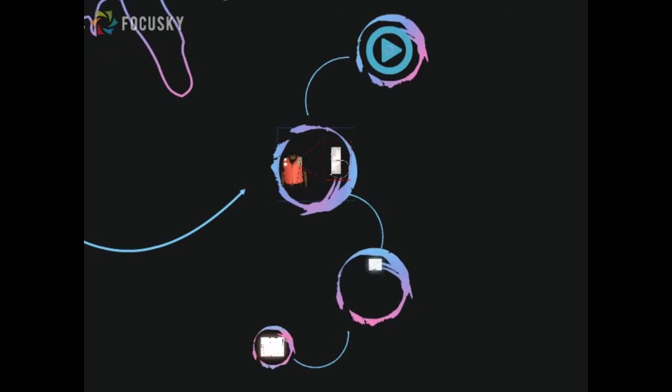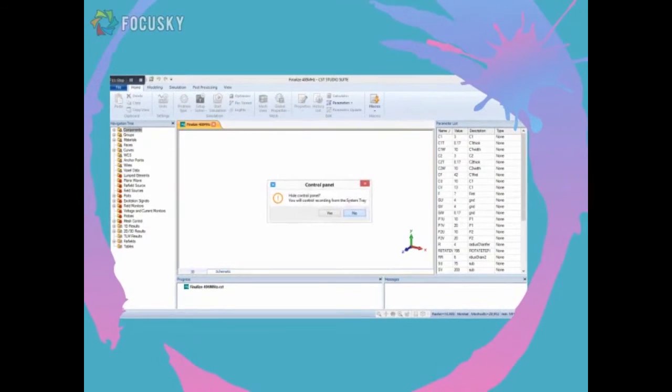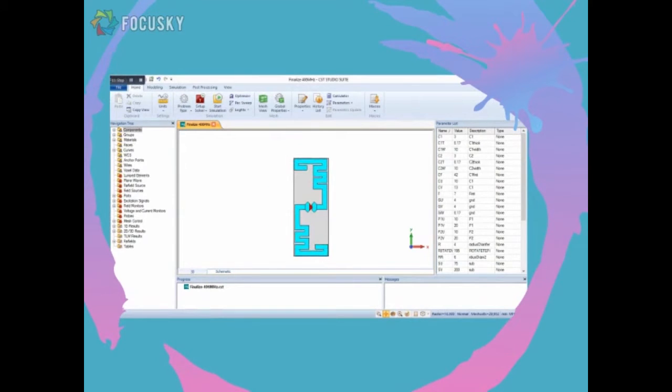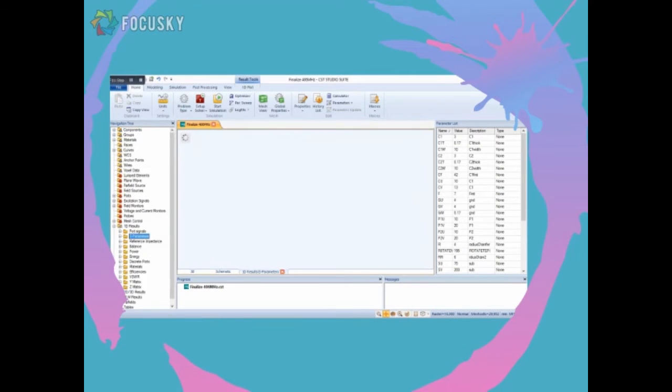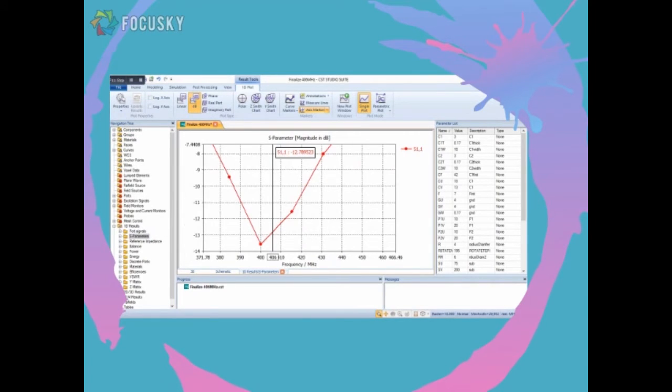Let's see the simulation of the antenna. The antenna was designed in a meander line shape, with the antenna port at the center of the design. It consists of only two layers, which are substrate and patch. The result of the antenna simulation is shown in the S-parameter graph, the S11 graph. We can see 406 MHz plummeted to -12.7 dB.